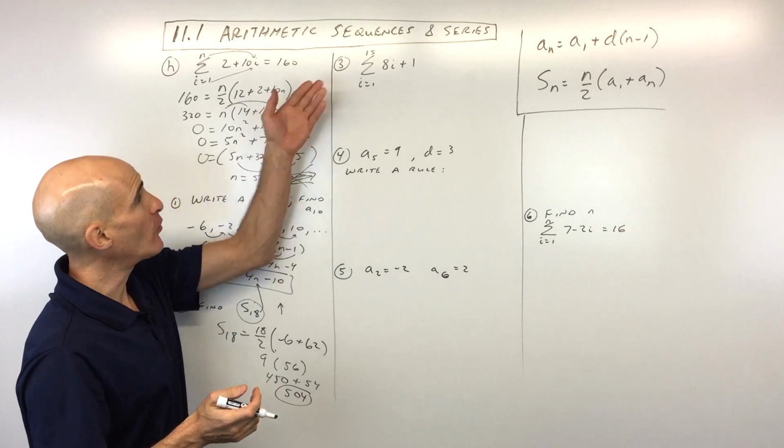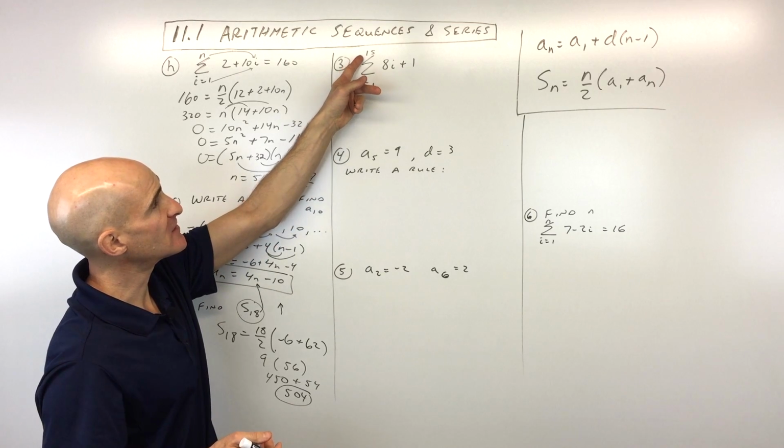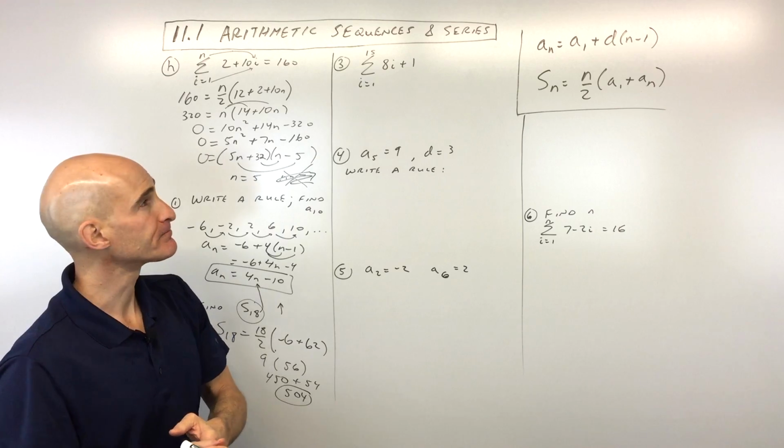So for number 3 now, we've got our summation notation. We're trying to find the sum of the first 15 terms of this series. What do you think for that one? How would you do that one?